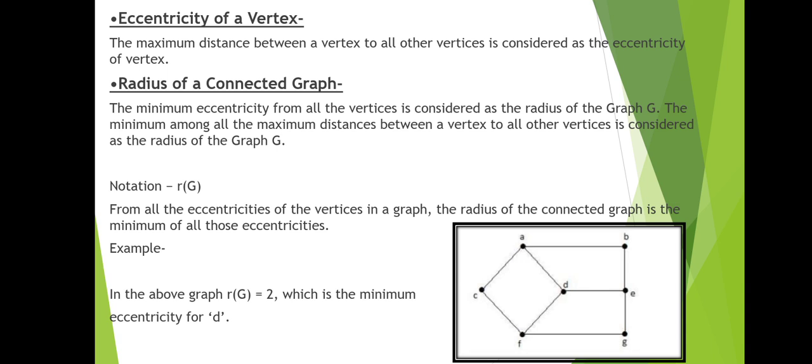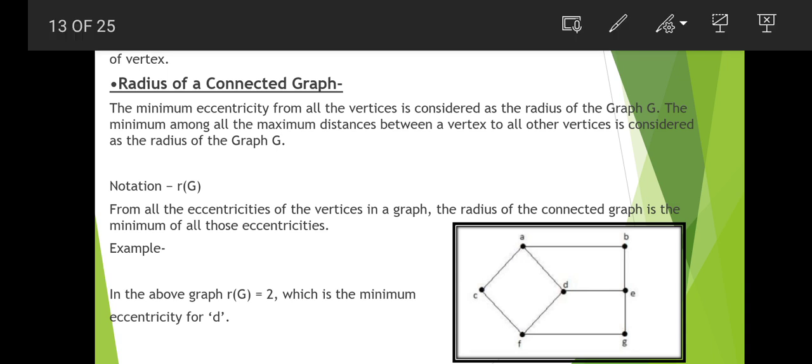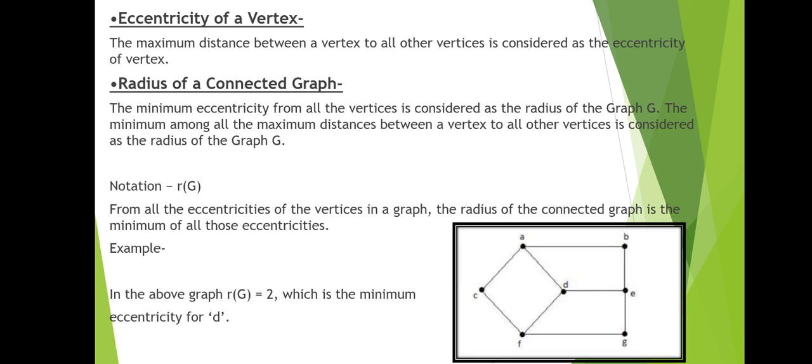Now, the radius of a connected graph. The minimum eccentricity from all the vertices is considered as the radius of the graph G. The minimum among all the maximum distances between a vertex and all the other vertices is considered as the radius of the graph. It is denoted as r(G), where r is the radius of the connected graph. So from all the eccentricities of the vertices in the graph, the radius of the connected graph is the minimum of all the eccentricities. So in this graph we see that the radius of G is equal to the minimum eccentricity, that of D.